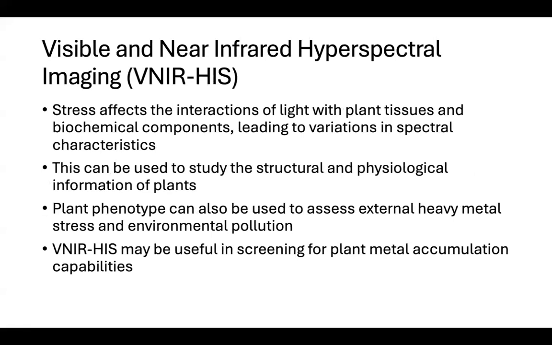Now a little bit about visible and near-infrared hyperspectral imaging. Stress affects the interactions of light within plant tissues and biochemical components, leading to variations in spectral characteristics. This can be used to study the structural and physiological information of plants. Plant phenotype can also be used to assess external heavy metal stress and environmental pollution. This method may be useful in screening for plant metal accumulation capabilities.